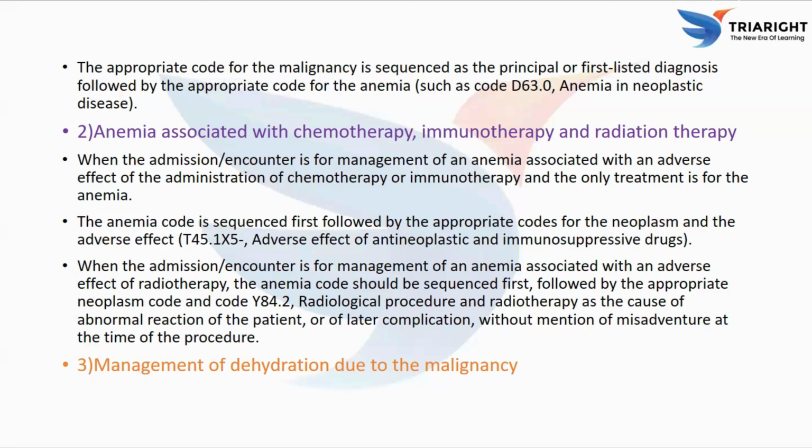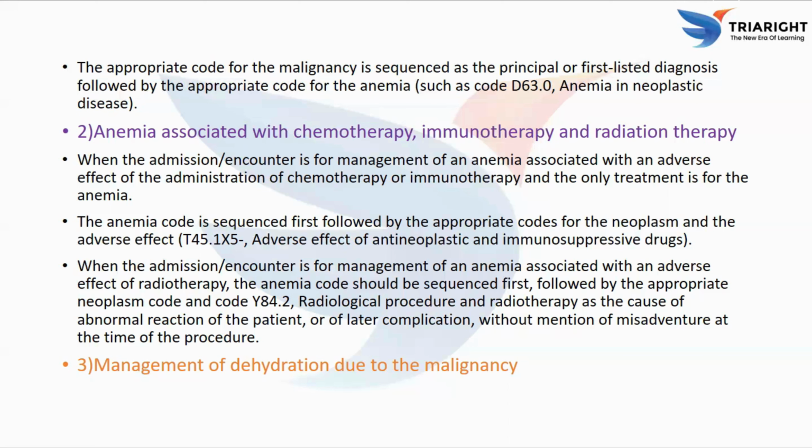Then anemia due to radiation therapy. So you have to sequence first the anemia, then the malignancy code, and then Y84.2 category codes for radiological procedure and radiotherapy causing the abnormal reaction. For example, a prostate cancer patient with anemia caused by radiation therapy. So D64.81 is assigned as a principal diagnosis, C61, the malignancy code, as a secondary diagnosis, and Y84.2 is given as an additional diagnosis. So the radiation code will always be last.